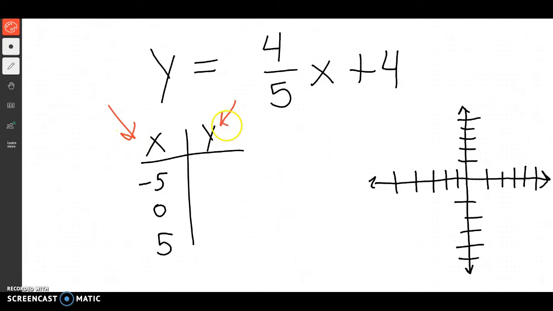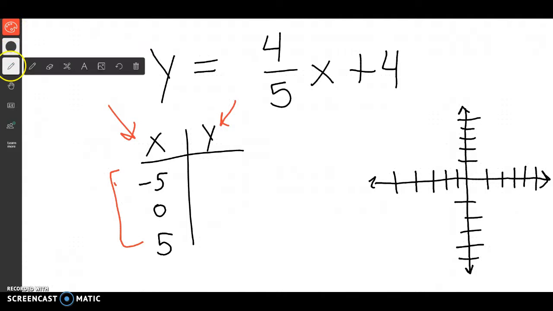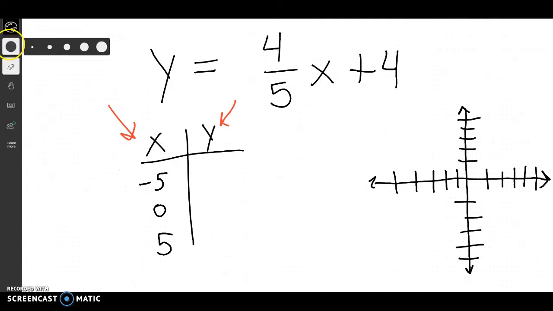These are my X's, these are my Y's. Now, when you're actually graphing stuff, you get to pick whatever X values that you want. So these X values, -5, 0, and 5, you get to pick. For this worksheet and this assignment today, I'm not going to let you pick. I'm going to pick the values for you to make them nicer for you. But normally you get to pick whatever values you want and plug them in for X.